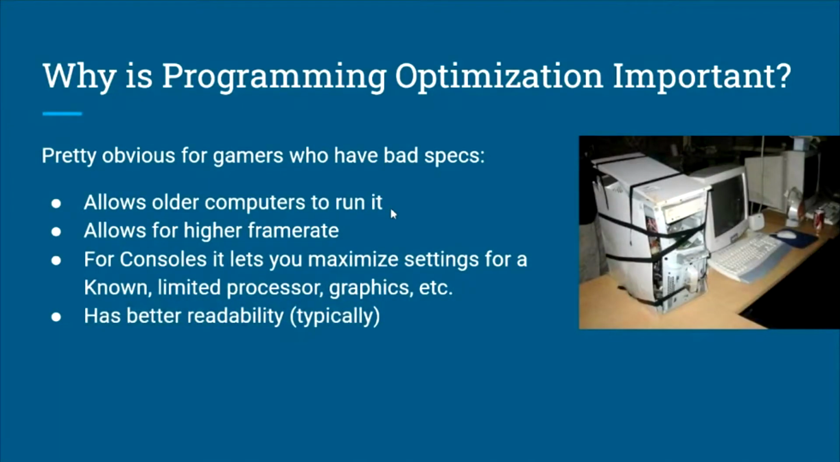So optimization in programming is pretty obvious. It allows older computers to run it. It allows for higher frame rates. You can put less wear and tear on processors. You don't wear them down as fast. For consoles, it lets you maximize settings for graphics for their limited processors, because you roughly know what their resources will be. And also, it's better readability if you need to fix stuff as well.